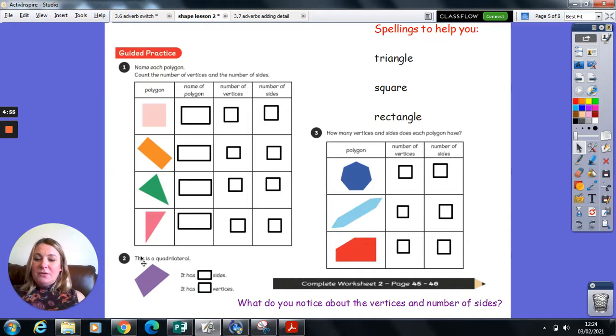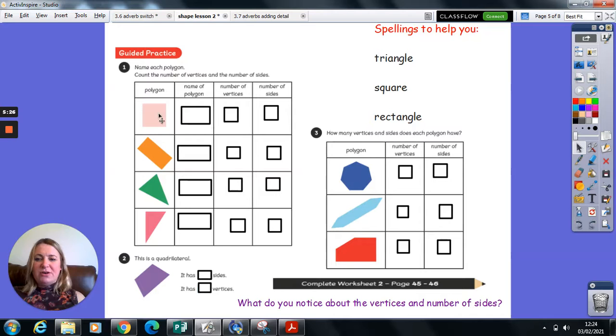Okay, so you've got a quick question to complete about that. And then how many vertices and sides does each of these polygons have? We don't know the names yet of these shapes. So you simply need to say the number of vertices they have and the number of sides. If you want to pause the recording now, work them out, and then press play again once you have done it, and we'll go through the answers together.